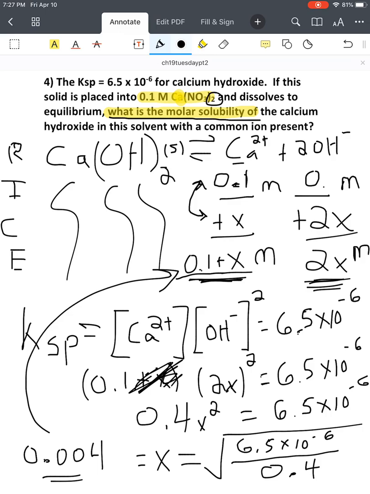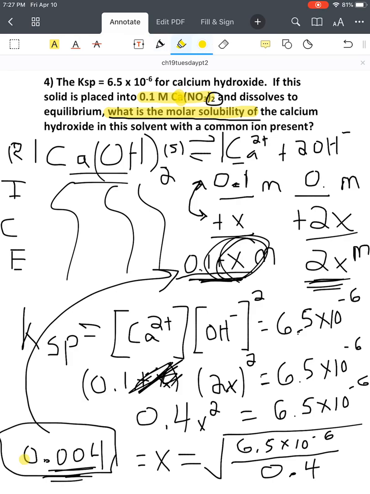So what do we think about that? Is that equal to x or not? Because remember, this number 0.004 is equal to x. I'd argue that it is equal to x because look, one calcium hydroxide dissolves and we make one calcium ion. It's a 1-to-1 ratio. So x is the amount that we got from the dissolution of the stuff. So surely that 0.004 is indeed our molar solubility. All right, and it's easy as that.